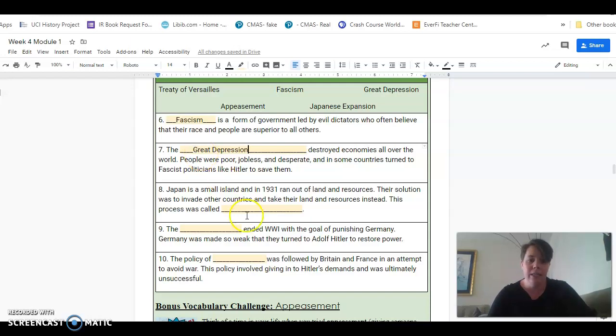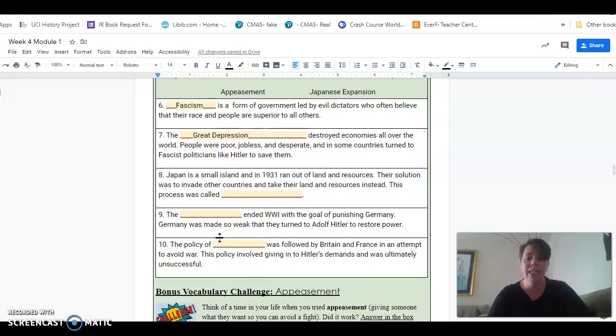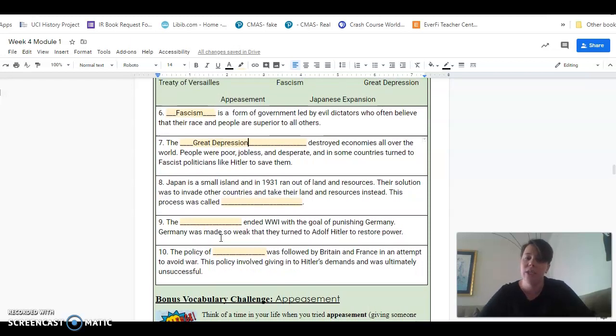Number 8. Japan is a small island, and in 1931 ran out of land and resources. Their solution was to invade other countries and take their land and resources instead. This process was called, all I have left is Treaty of Versailles, appeasement, and Japanese expansion. Which of those most likely fits there? If you're following along with me, you should put Japanese expansion in that blank.